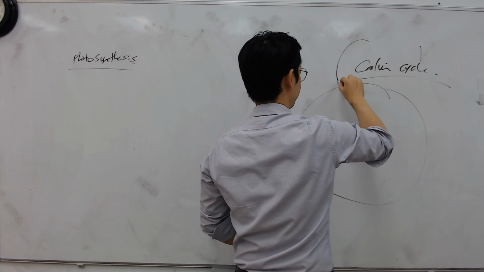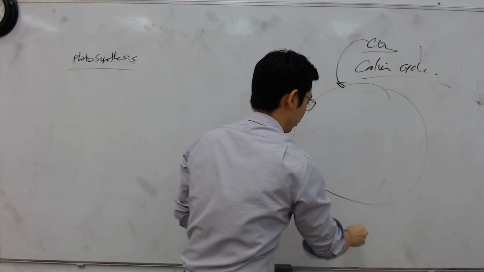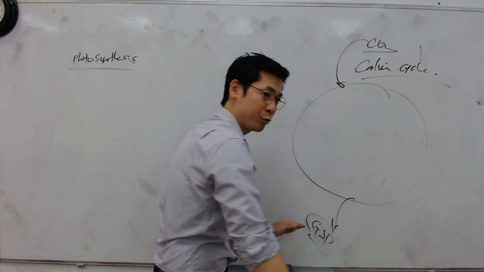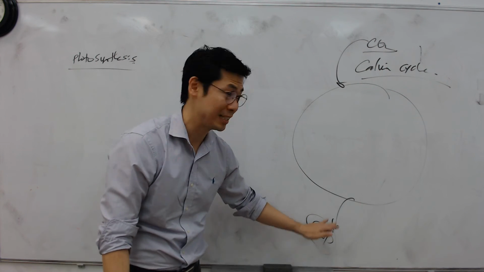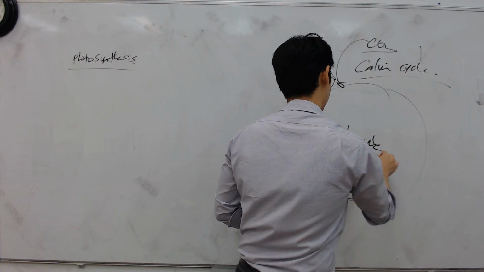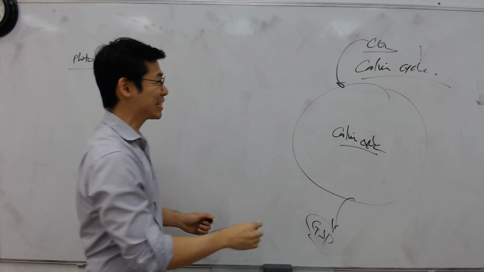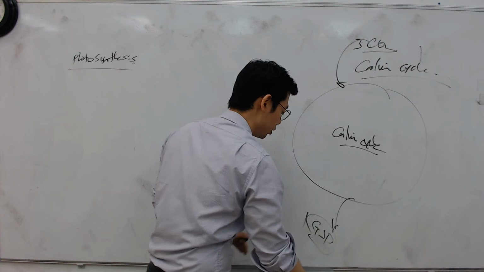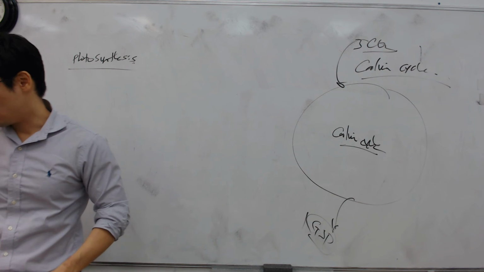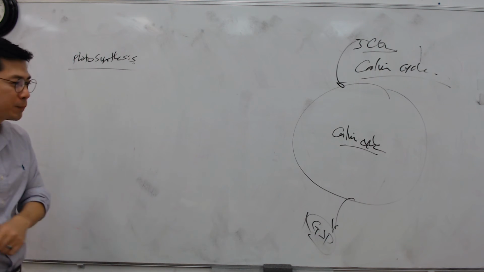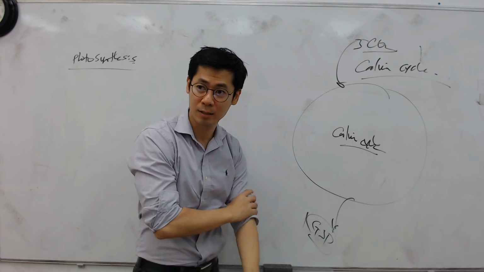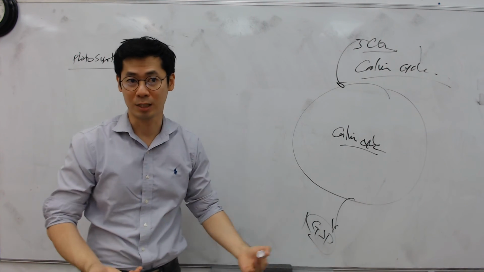So CO2 goes in, and what comes out? G3P, glyceraldehyde 3-phosphate. This is the Calvin cycle. You understand, guys? 3 CO2 goes in, and 1 G3P comes out. That's the Calvin cycle. Going from CO2 to G3P is a reduction process, reduction.